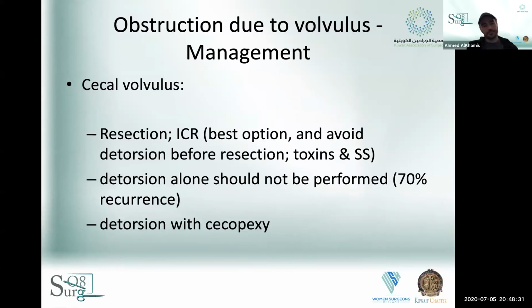Cecal volvulus. Okay, it's really simple. If you look at the literature, there is a little bit of discussion about torsion and cecopexy, but it's not as good as resection, an ileocolic resection and anastomosis. So I don't advise endoscopic decompression, because the risk of perforation is extremely high and the recurrence is high anyway. Just go in and do a resection. No pexy, nothing. Just go and do a resection.